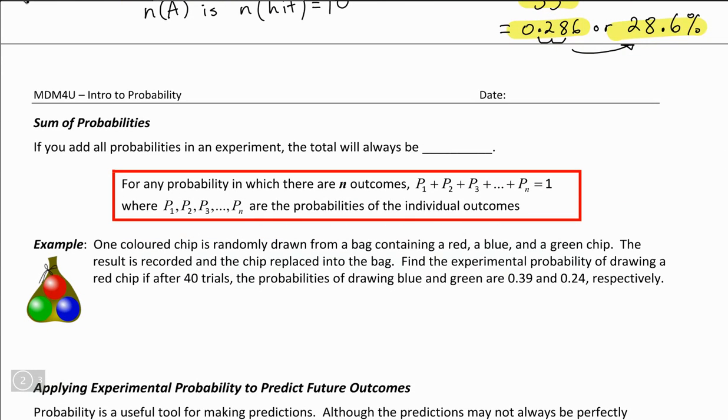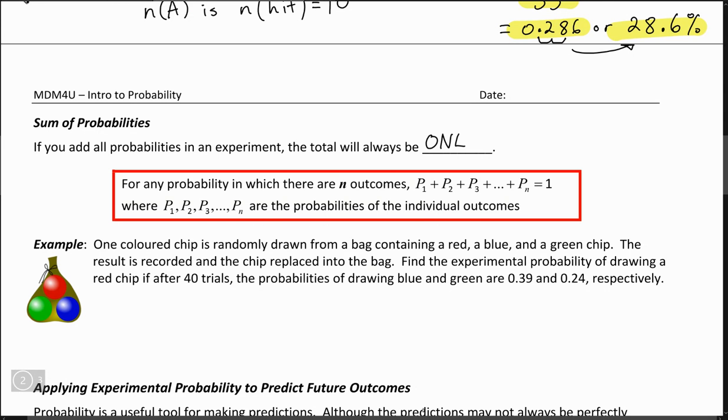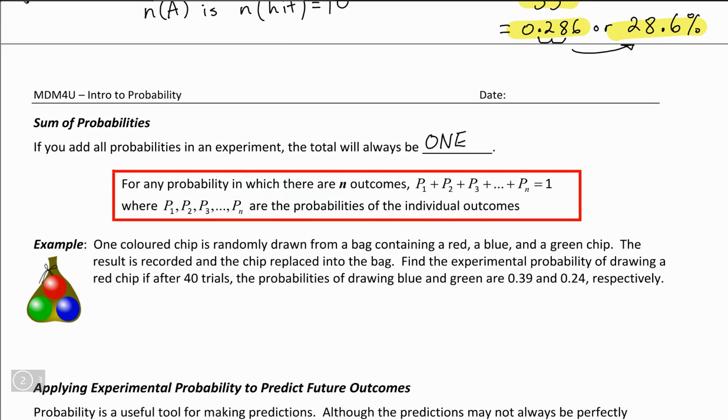Sum of probabilities. So if you add all probabilities in an experiment, the total will always be 1. Okay, so the probability of rolling a 6-sided die, so the probability of rolling a 1, rolling a 2, rolling a 3, rolling a 4, rolling a 5, rolling a 6, all of them will add up to 1 or 100%.